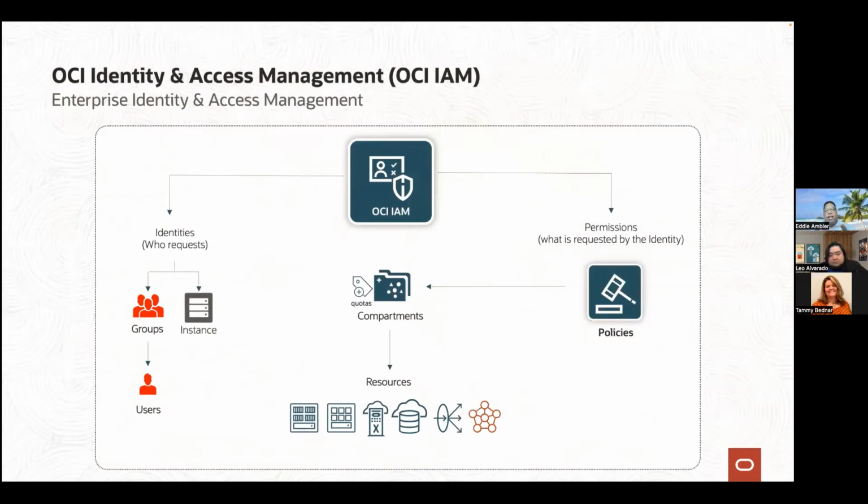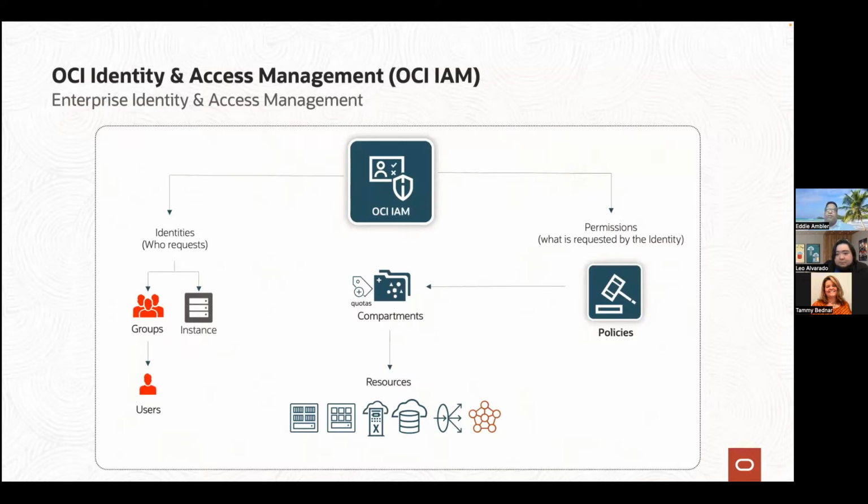So let's take a look at how this all comes together, right? So at the very top, again, you have your OCI Identity Access Management System, which allows us to authenticate who you are, right? Identifies who is making the requests. Is it a group? Is it an instance, right? We've already had the discussion that users, right, are mapped to groups. And we talked about instances, right, and how they're used with dynamic groups, right?